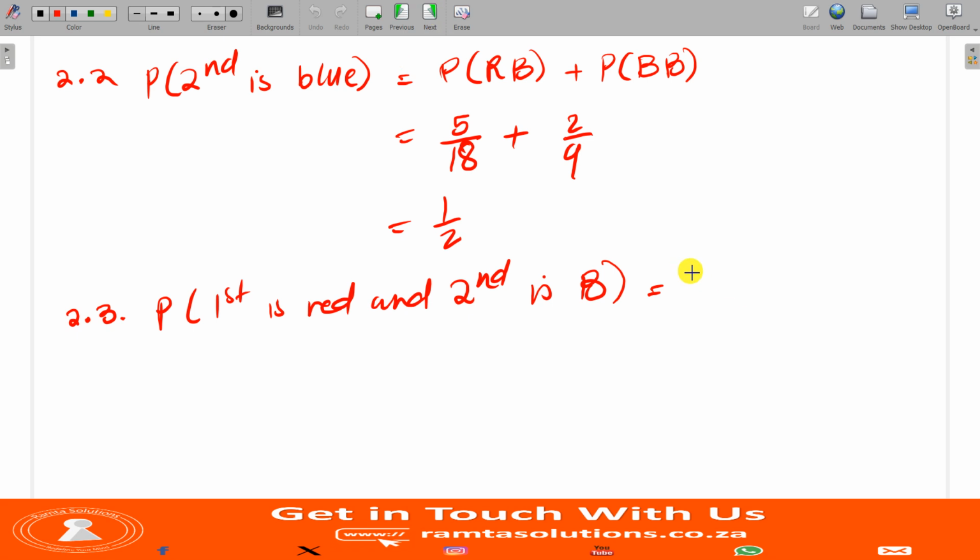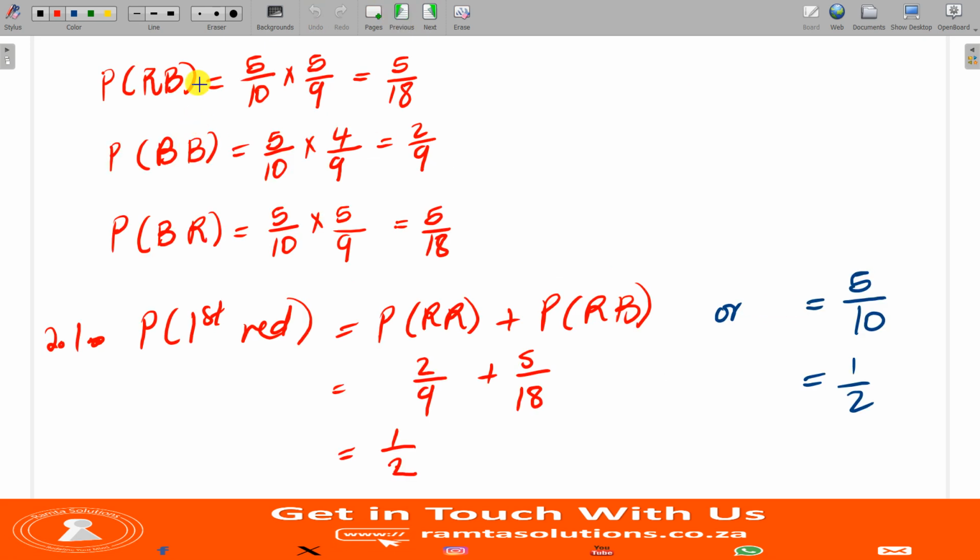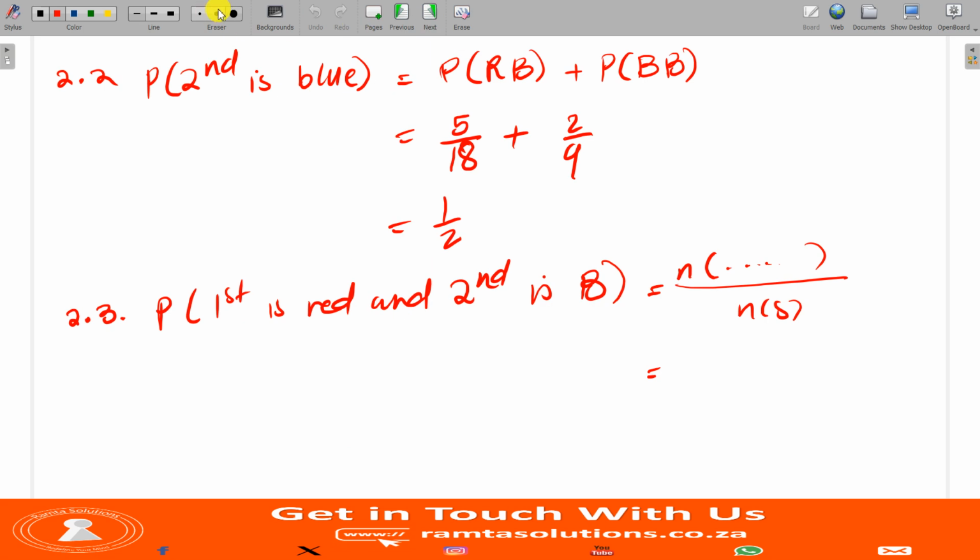This one is number of outcomes over sample space. So we're not even going to waste our time. Remember how you do it. You're supposed to do it like here. So we're not going to waste our time. We're going to say it's simply 5/18. But let me just write it here.